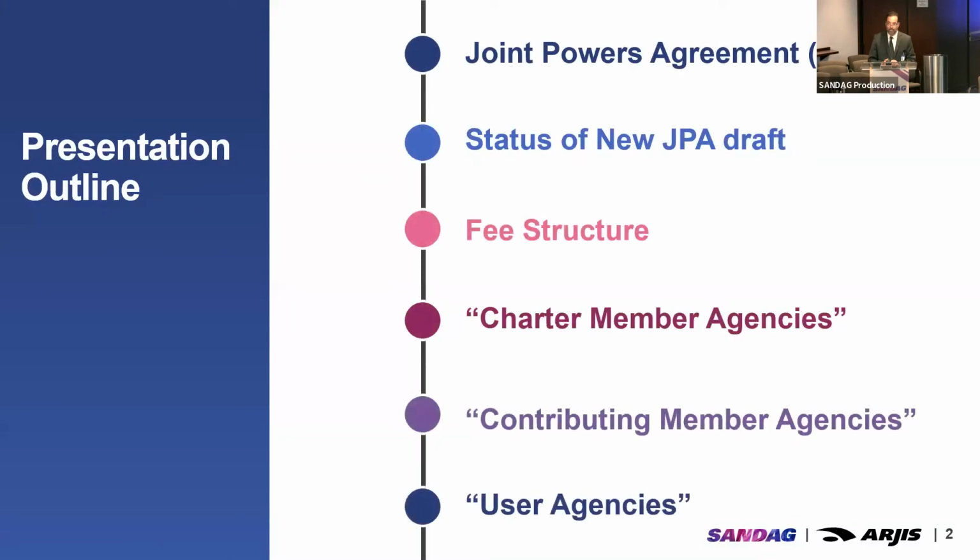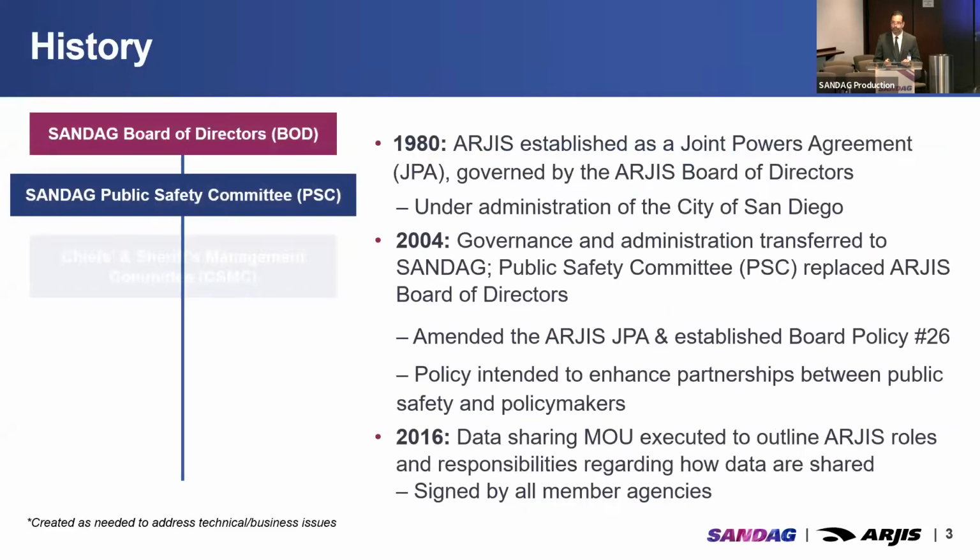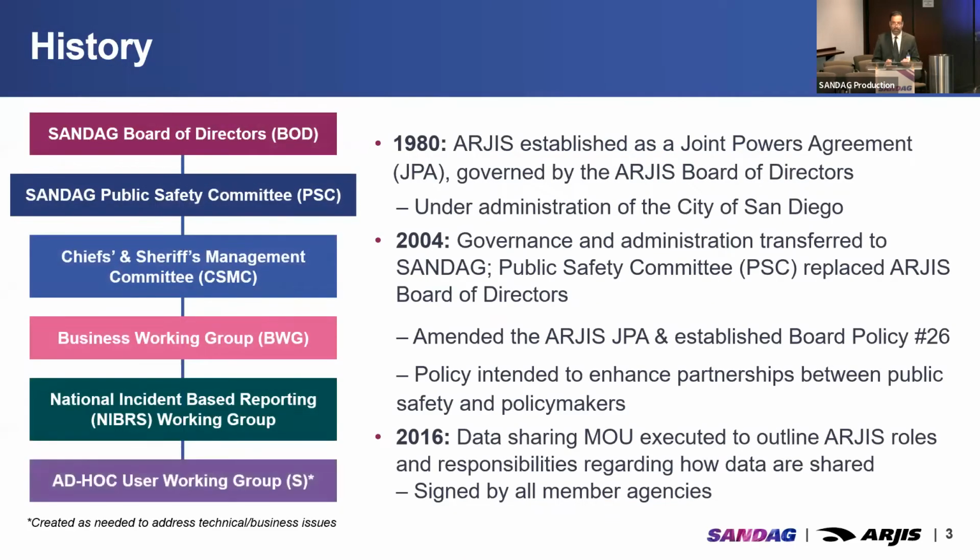So today we're going to talk about the joint powers agreement. For those of you who are unfamiliar, it started back in 1980 and predates pretty much everybody in this room. We'll talk about the status of the new draft, and we'll talk about the all-important fee structure. We're also going to go through some naming conventions, the terms that we'll be using in the new JPA: the charter member agencies, the contributing member agencies, and the user agencies. But first, we're going to take a little trip down memory lane and go back into the history of ARJIS.